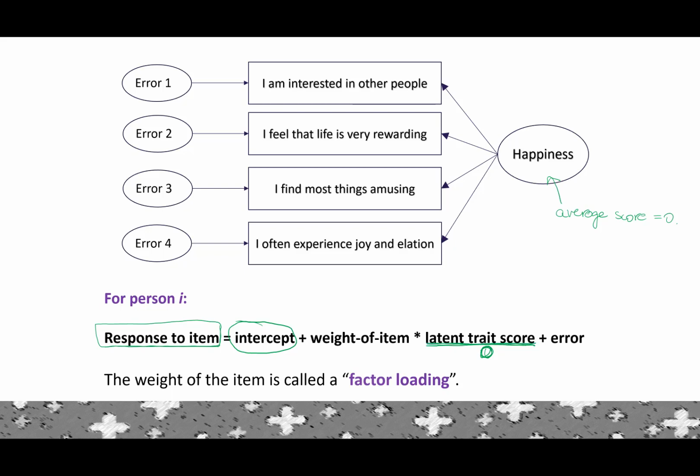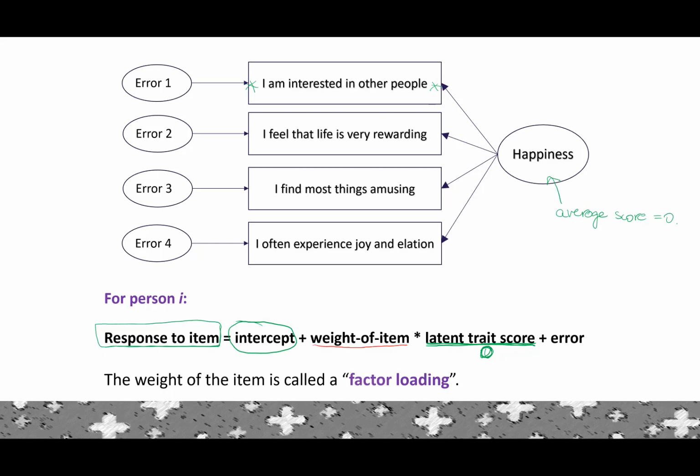So in our specific example here, let's say that we are interested in item 1, so this one. I'm interested in other people. The intercept would represent the score a person would get on this item if they had an average level of happiness.